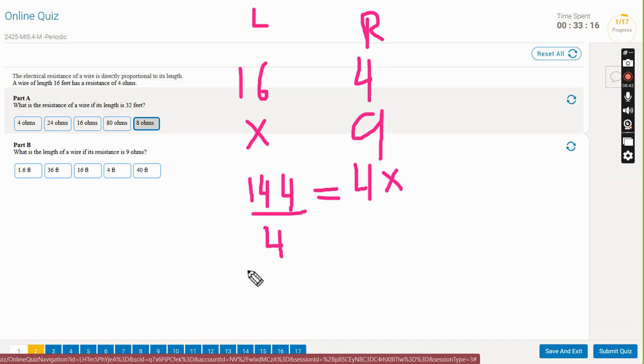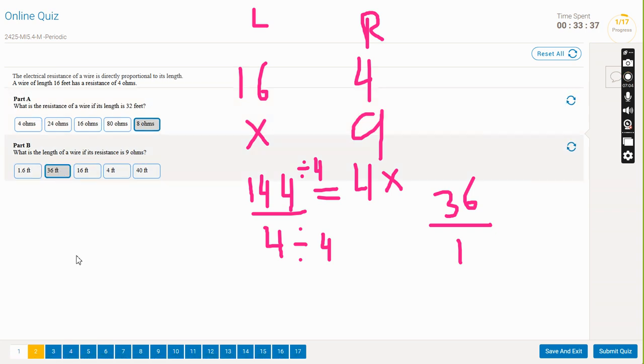Here, again, what you can do is use the divisibility rule of 4, because we know 44 is a multiple of 4. So if you divide by 4 here, and here you divide by 4, what will it be? 36. And then we will just choose this as our answer. Let's go to the next question.